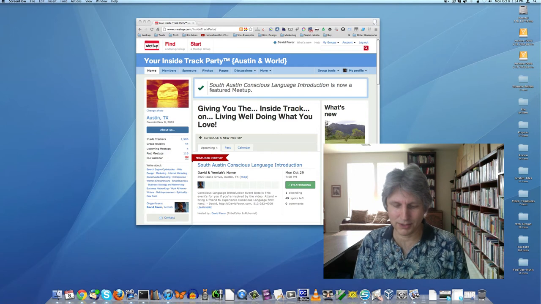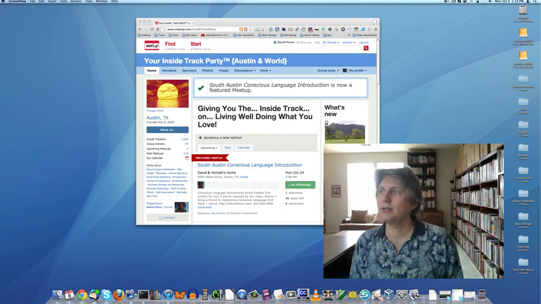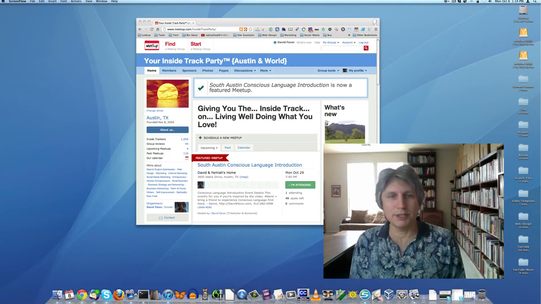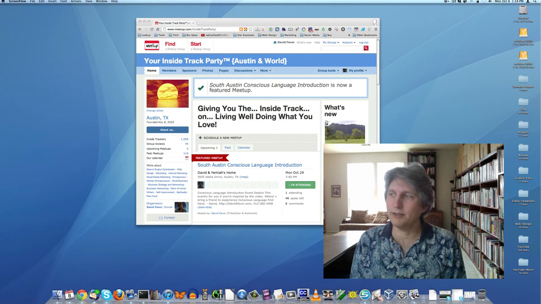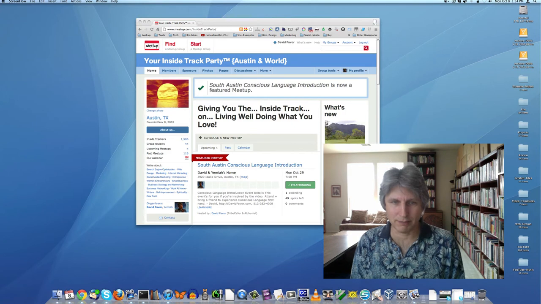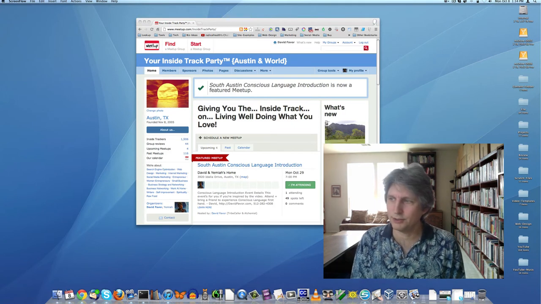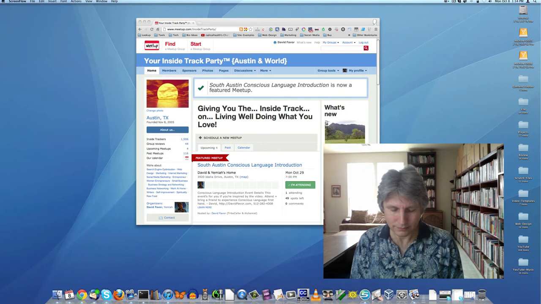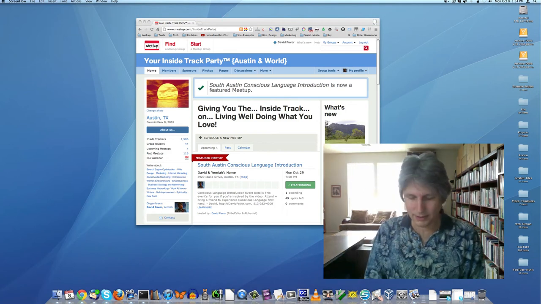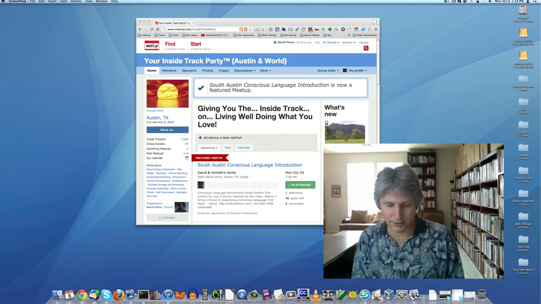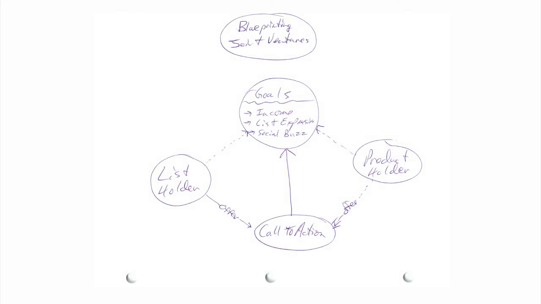And then the other is social buzz, which means because your tribe is buzzing so much about your activity, their buzzing conversations about what's going on will attract other people outside your tribe to come join your tribe. All right, so now let's go down to the second tier here, which is two circles, one to the left, one to the right. One is list holder and one is product holder.